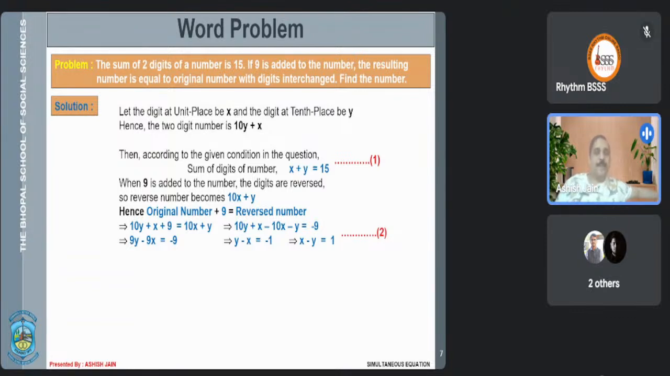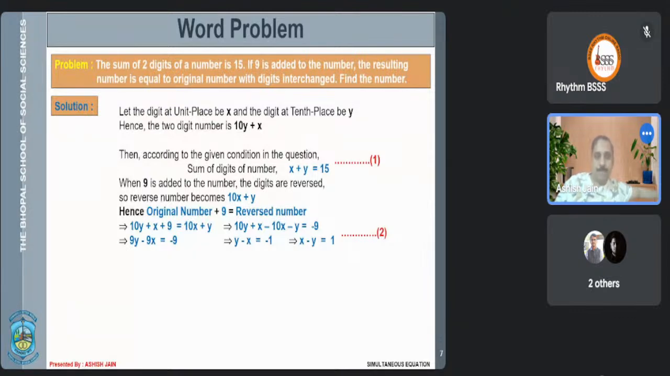अब इस कंडीशन के बेस पे ये लिखा है if 9 is added to the number, the resulting number is equal to original number with digits interchange. तो मतलब original number plus 9, it is equal to the reverse number. What was my original number? My original number was 10y plus x. If I add 9 to this, my answer is the reverse number, which is 10x plus y. Solve it. Take the x terms on one side or y terms on the other side and solve it. You will get the equation.